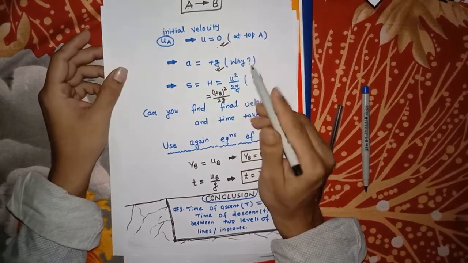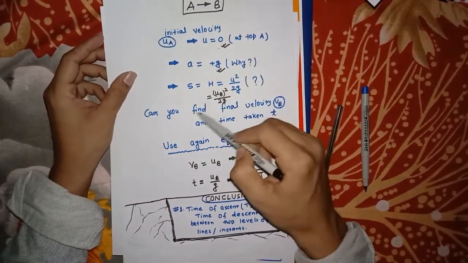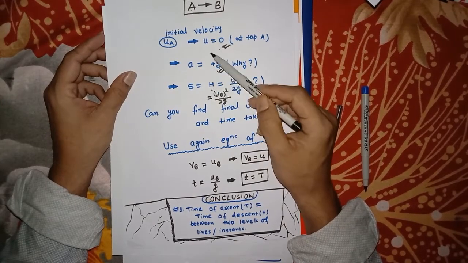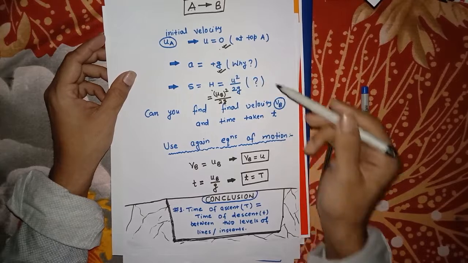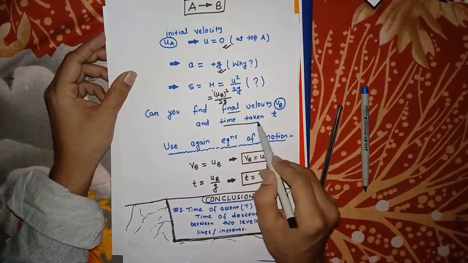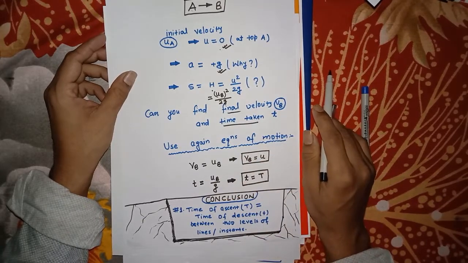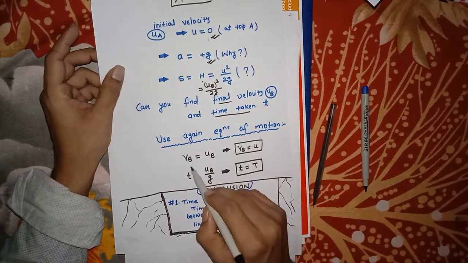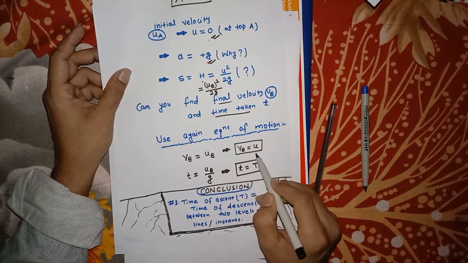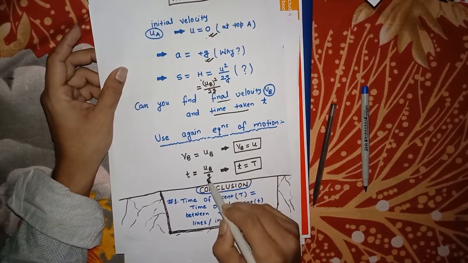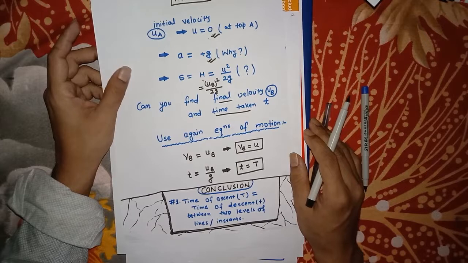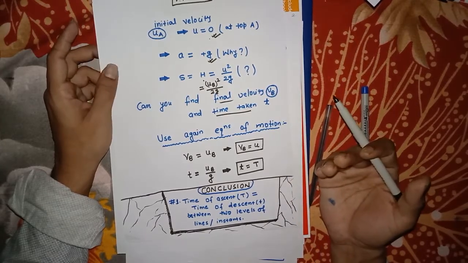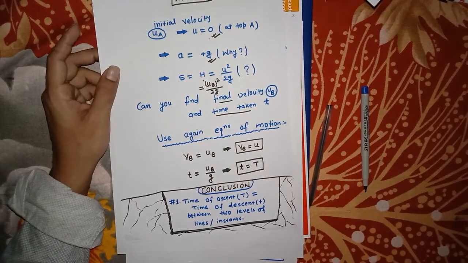Yes or not? So here three things are given: height, acceleration and initial velocity. You can calculate the final velocity as well as time. So how can you calculate? Here v_b is equal to u and time t is the same as u by g. You have to solve it. You can solve it. It is very easy, applying the equations of motion.